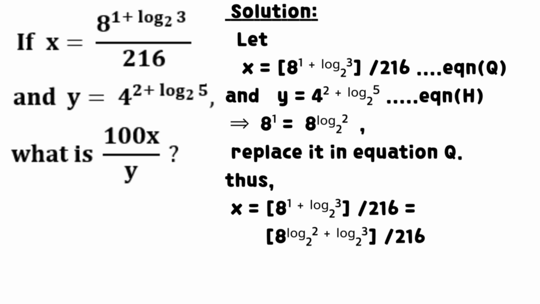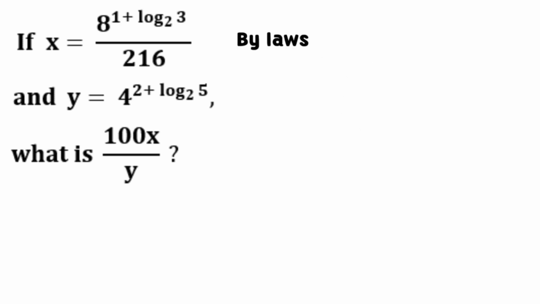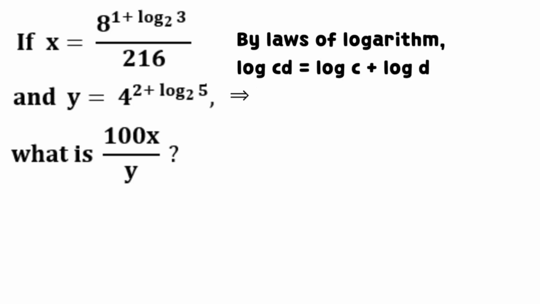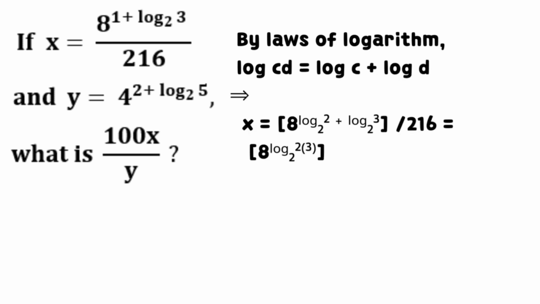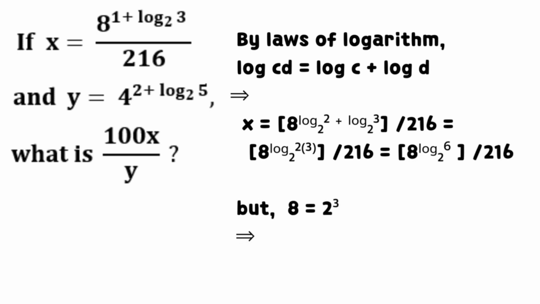Replace it in equation Q. Thus, x becomes 8 to the exponent of the sum of log 2 to base 2 and log 3 to base 2, all divided by 216. By laws of logarithm, log of the product of c and d equals the sum of log c and log d. It implies that x equals 8 to the exponent of log of the product of 2 and 3 to base 2, all divided by 216, which equals 8 to the exponent of log 6 to base 2, all divided by 216.